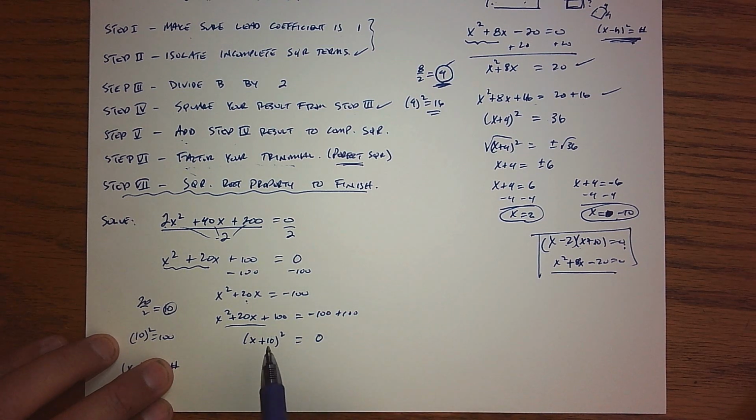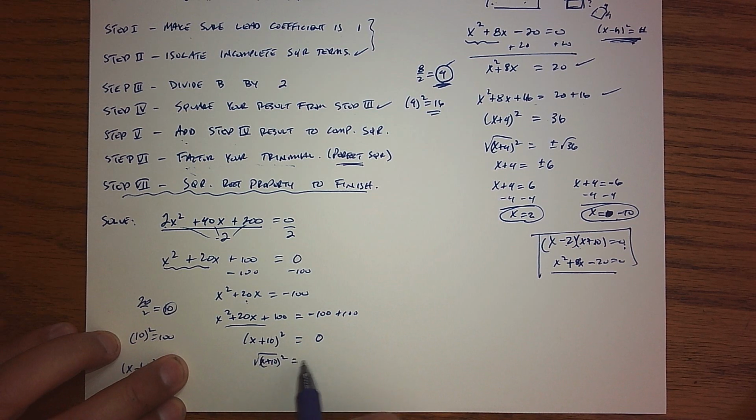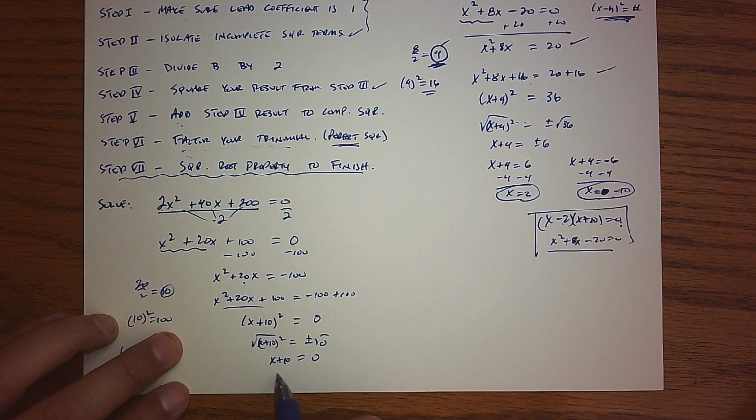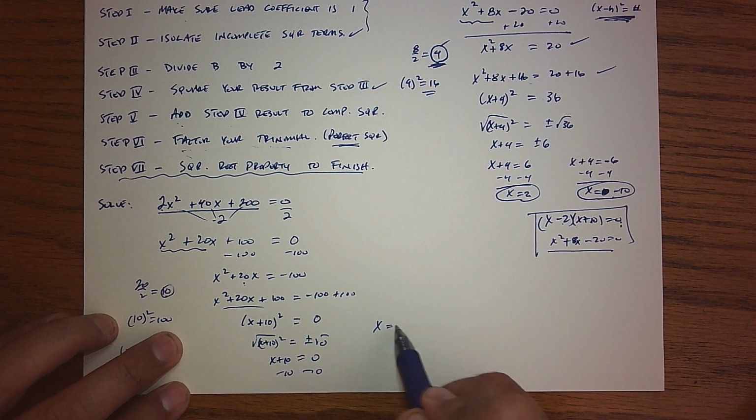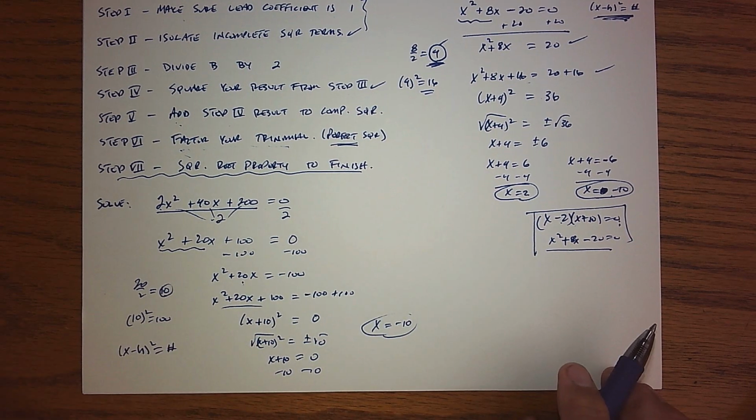Now what you've seen is I've built up a step where I can take the square root of both sides. I've introduced a plus minus. Of course, what is the square root of 0? It's 0. So we just basically have x plus 10 equals 0. So if I subtract 10, we find that this equation only has one true solution, x equals negative 10.